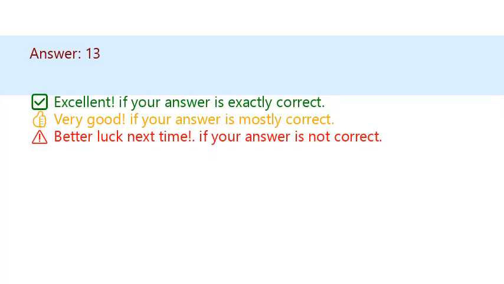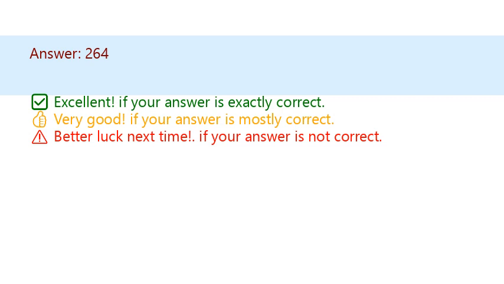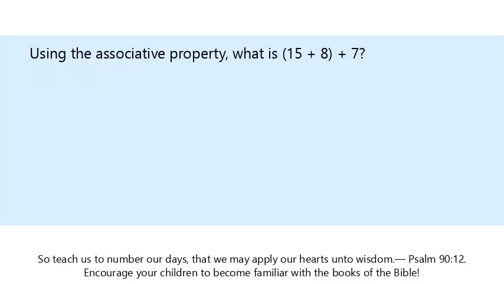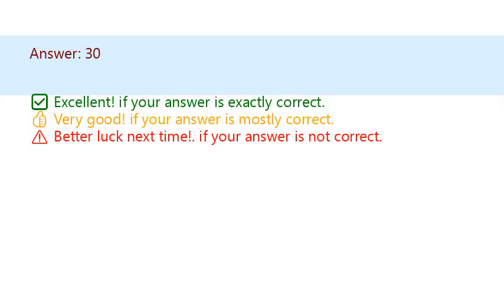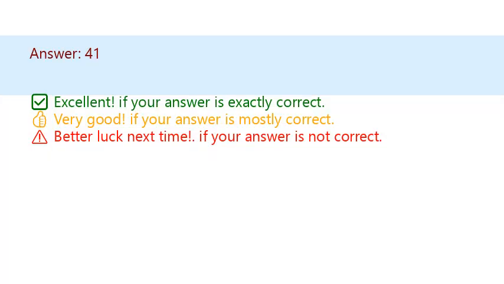Answer, 13. What is 44 times 6? Answer, 264. Using the associative property, what is (15 + 8) + 7? Answer, 30. Using the associative property, what is (4 + 19) + 18? Answer, 41.